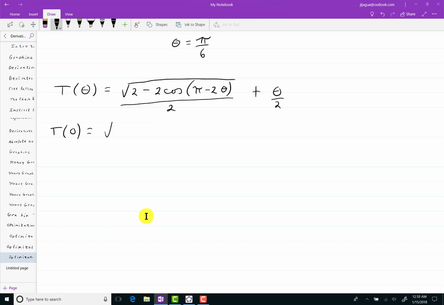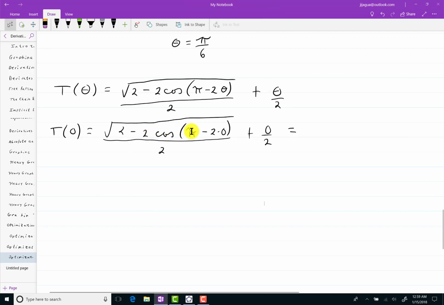T of 0 equals the square root of 2 minus 2 cosine of pi minus 2 times 0, all of that over 2, plus 0 over 2, which equals, let's see what we have in here. Cosine of pi is negative 1, so I'm going to get 2 plus 2. I'll get 4 here. So I'll get 2 plus 2 times 1 over 2. This will equal 1. So that's 1 hour. Remember, this was measured in hours. That's 1 hour.